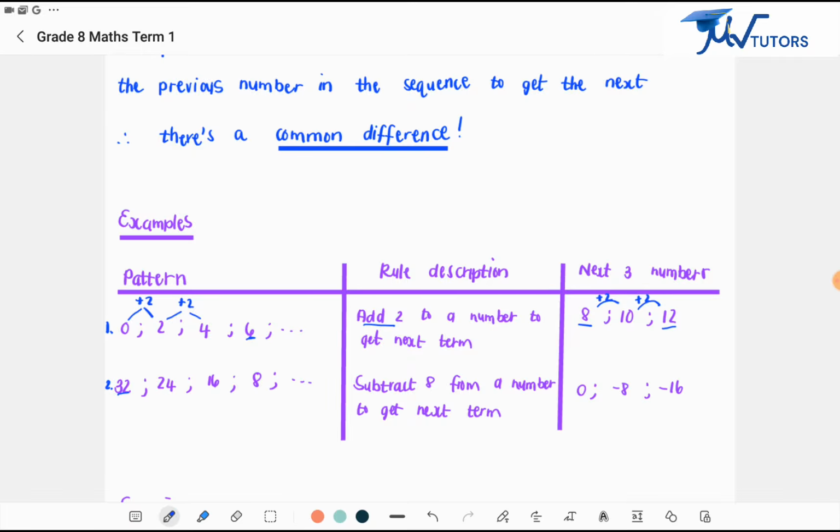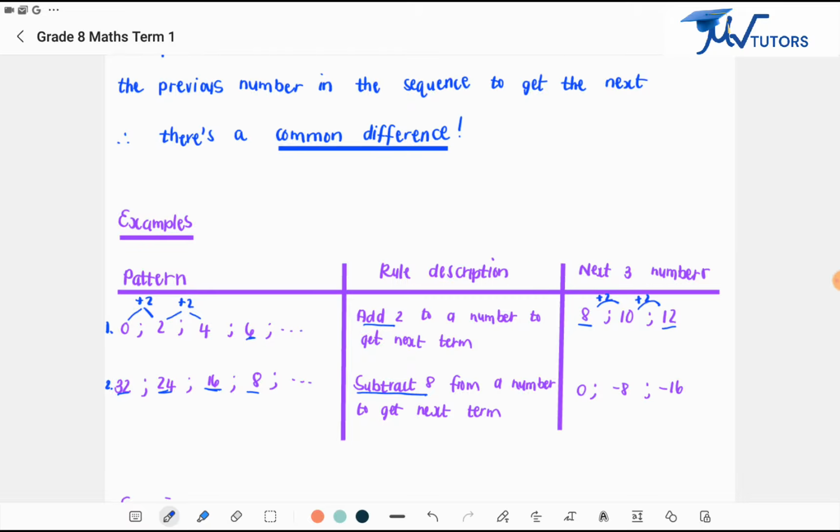So the numbers are going down, they are not increasing. And if they are going down, it means I am subtracting something. All right, if I go from 32 to 24, what would I have subtracted? I would have subtracted 8. Okay, if you couldn't see between 32 and 24, look at between 16 and 8, or between 24 and 16. I keep subtracting 8 from a number to get the next term.